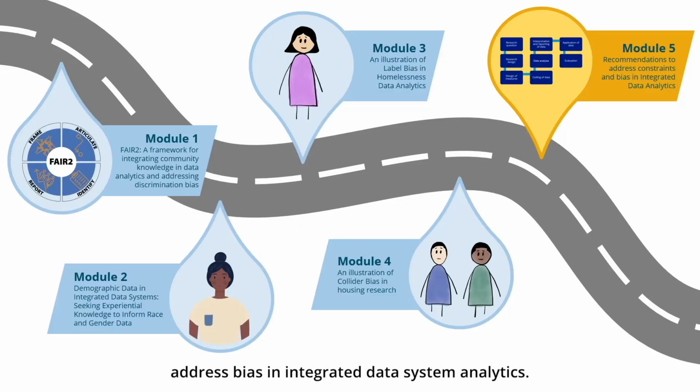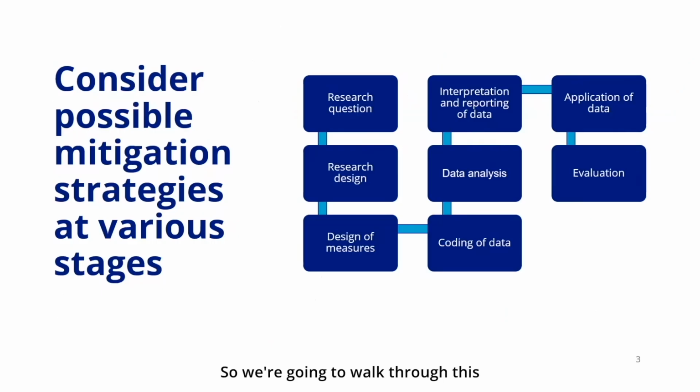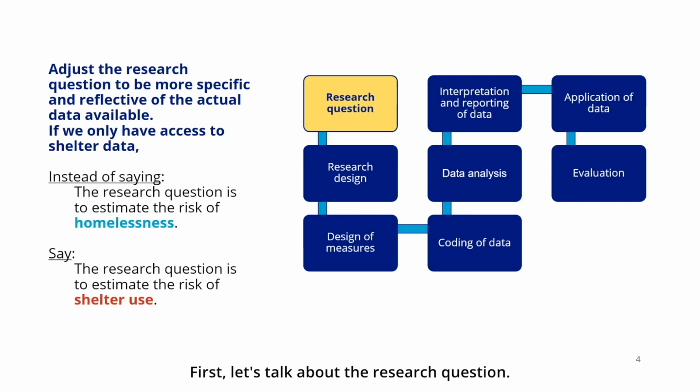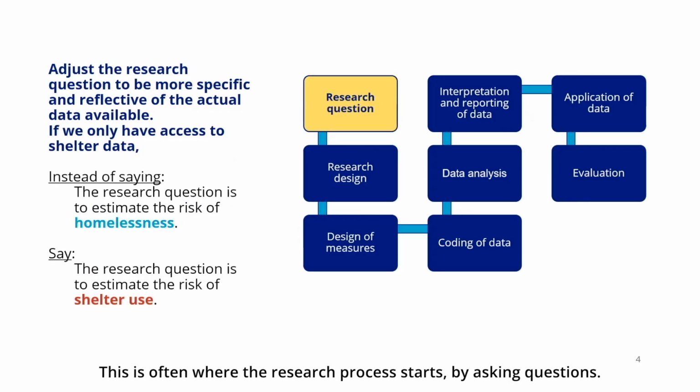system analytics. So we're going to walk through this schematic on the right, and at each stage in the research process, we're going to consider possible mitigation strategies. First, let's talk about the research question. This is often where the research process starts, by asking questions.